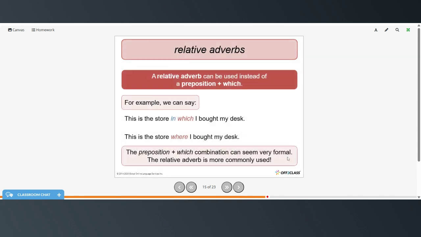Now, a relative adverb can be used instead of a preposition plus which. For example, you can say, this is the store in which I bought my desk, or this is the store where I bought my desk. The preposition plus which combination can seem very formal, and the relative adverb is more commonly used.